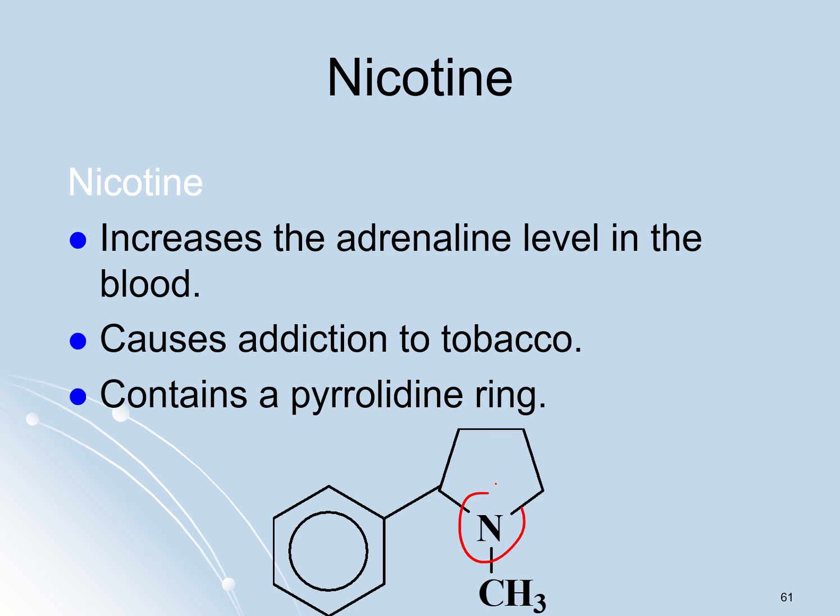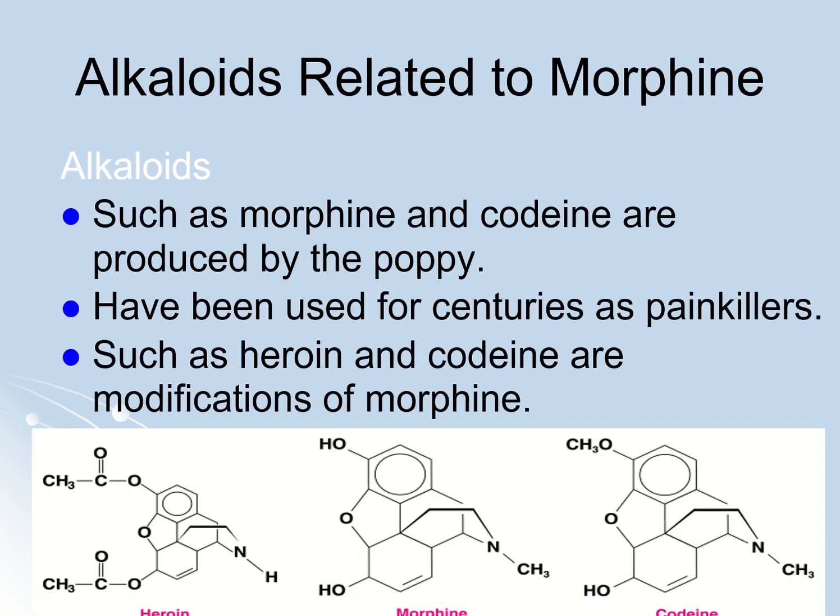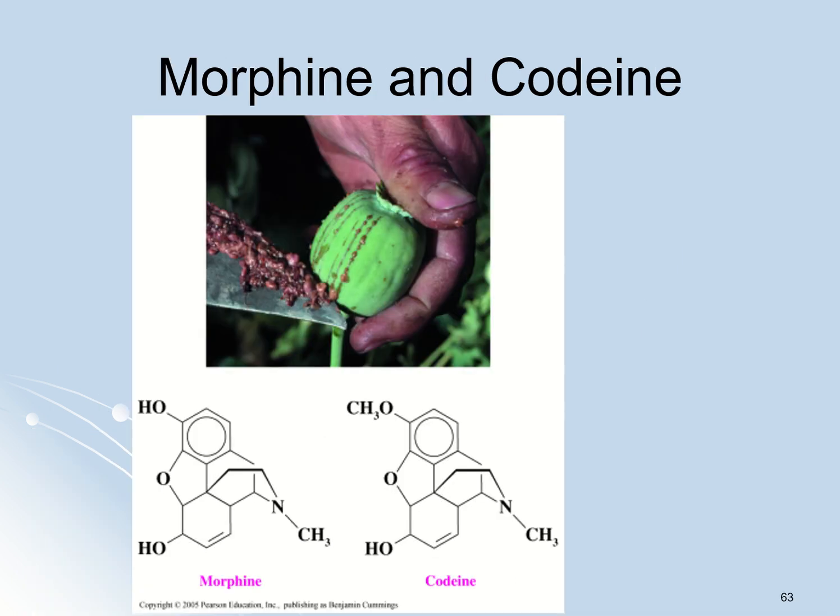You can see amine groups here. Okay, painkillers. Okay, so morphine, codeine, bought over the counter, heroin, all compounds which are used to kill pain as analgesics. So they're working again on the central nervous system.